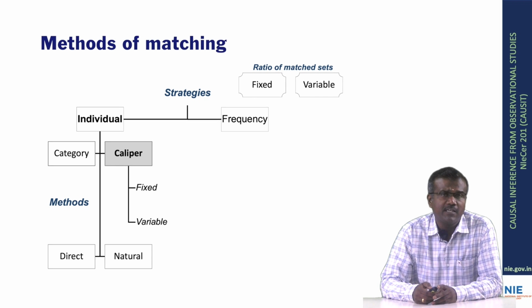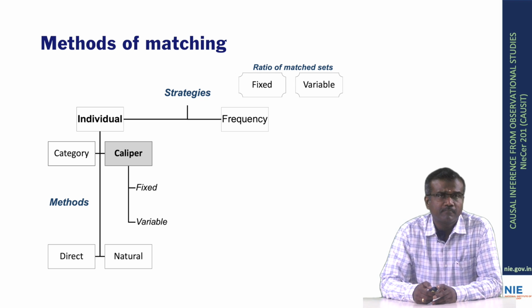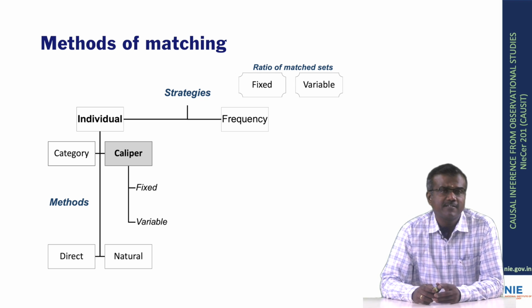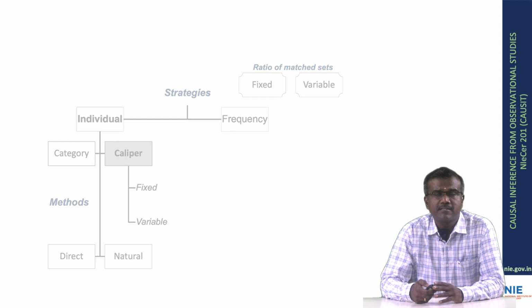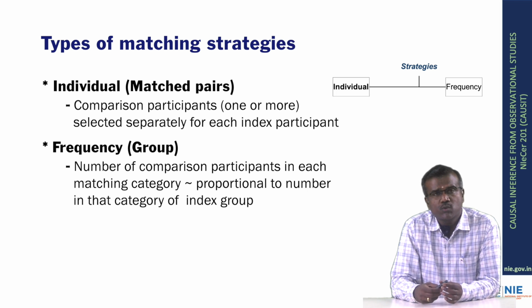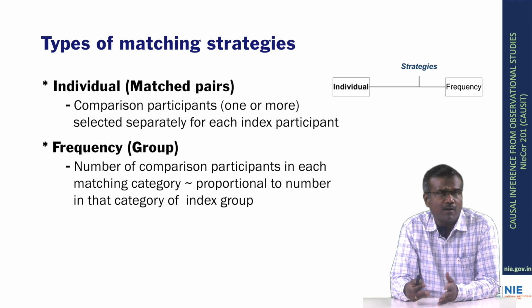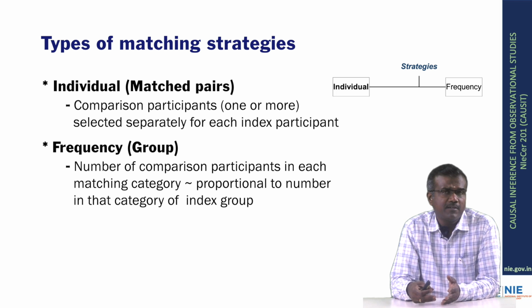We will now see what are the different methods of matching. Methods of matching involve two different strategies, one at the individual level or at the frequency level. We will see the details in the coming slides. Individual matching strategy is also referred to as matched pair. This involves comparison of participants of one or more selected separately for each index participant. For example, if the index participant is a control, the comparison participant of cases are selected in a paired manner. If the index participant is an unexposed person, the exposed person is selected as a pair.